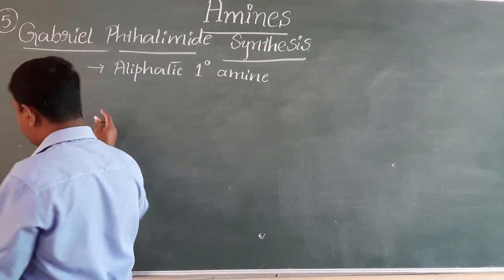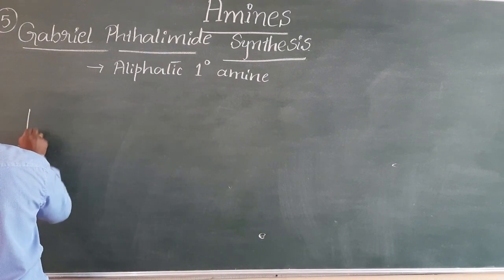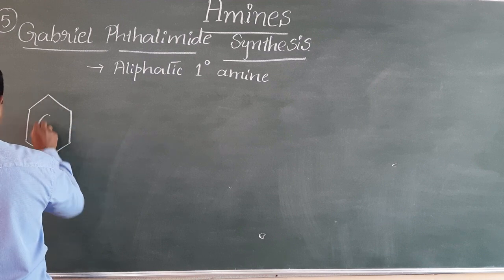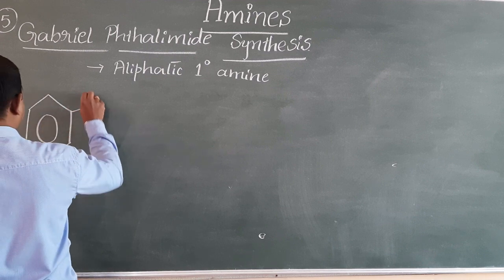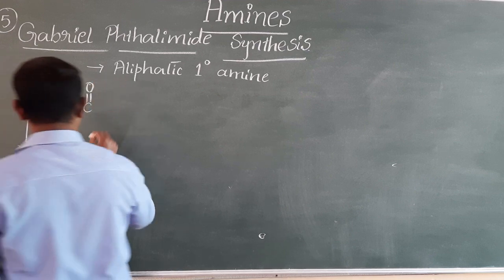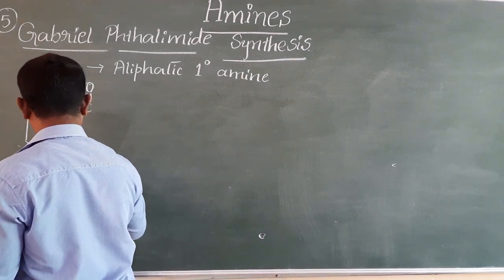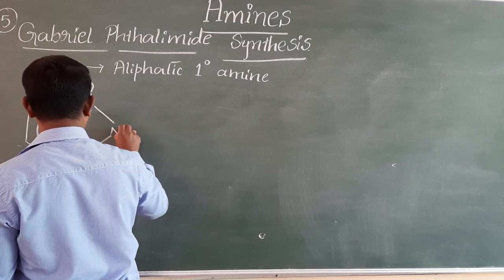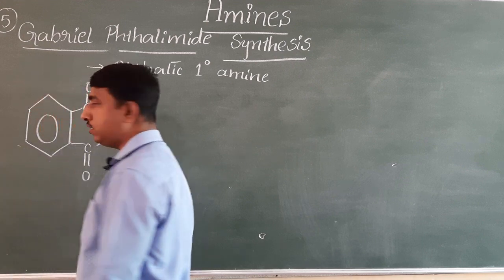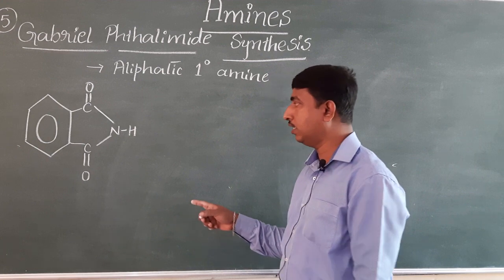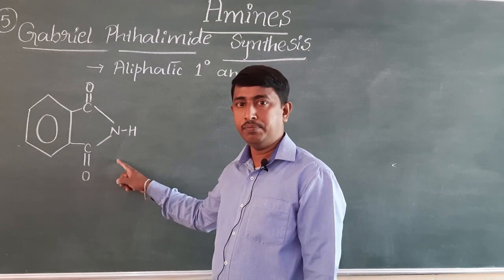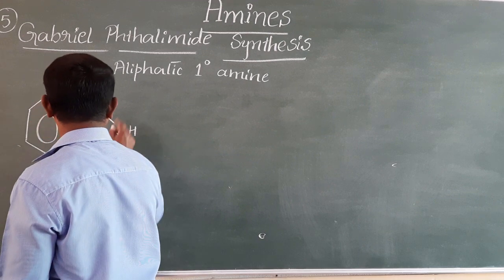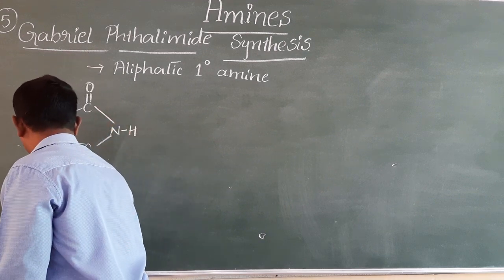So I have drawn the structure of phthalimide. Phthalimide is the compound which is required for the preparation of amine. The structure of phthalimide is like this. See, this is phthalimide. It is obtained from phthalic acid. Reaction of phthalic acid with ammonia gives you phthalimide.